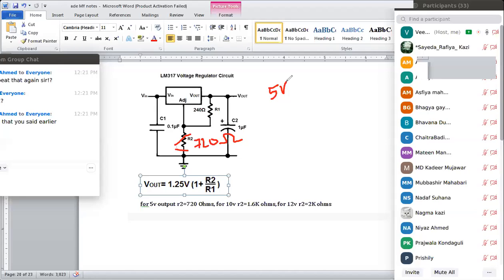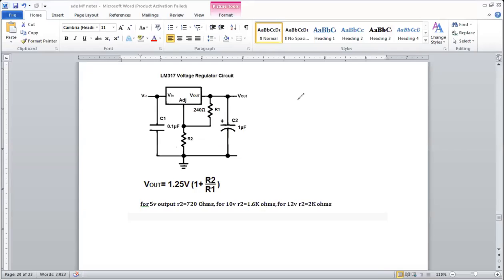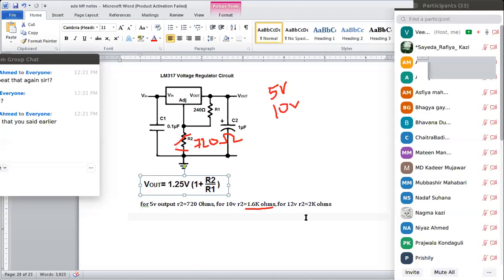Now suppose I want 10 volts from the same circuit without changing anything. Then I can only change the value of resistance R2 to 1.6 kilo ohms, and then the same circuit will provide me a 10 volt output. Now it is continuously going to give me a regulated power supply of 10 volts DC. And if I want more than 10 volts, suppose 12 volts, then I'll just adjust the value of R2 to 2 kilo ohms.